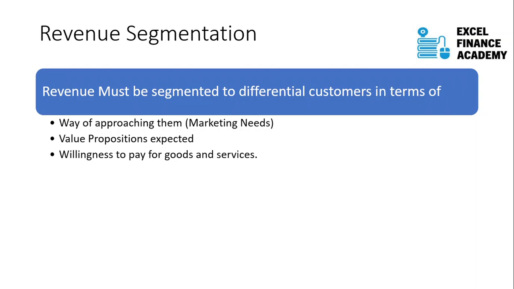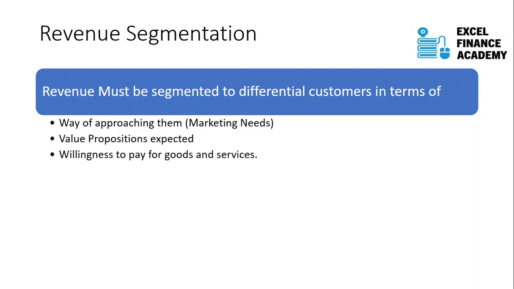So you can also segment your customers by charging different prices or offering different services, depending on how they want to pay. So it depends on their willingness. That's why we can say willingness to pay for goods and services. So these are the three criteria.